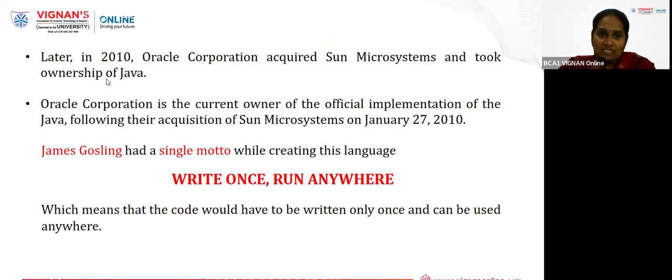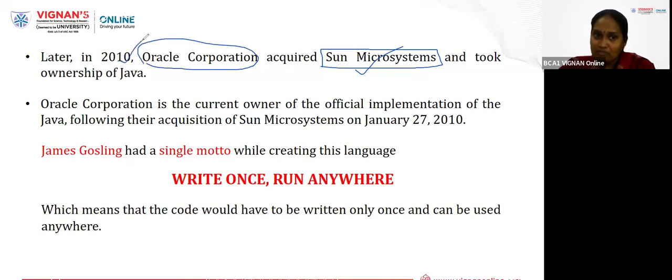Later, in 2010, the Oracle Corporation acquired Sun Microsystems and ownership of Java as well. I already told you that the development of Java was done at Sun Microsystems, right? This Sun Microsystems was acquired by the Oracle Corporation in 2010. Along with Sun Microsystems, its development, Java, is also owned by the Oracle Corporation. Now the current owner of Java is Oracle Corporation, right?